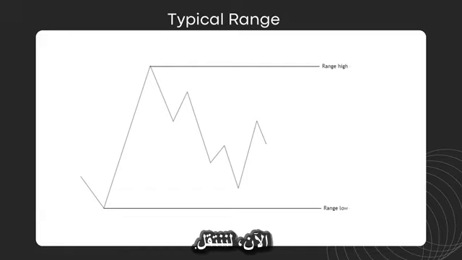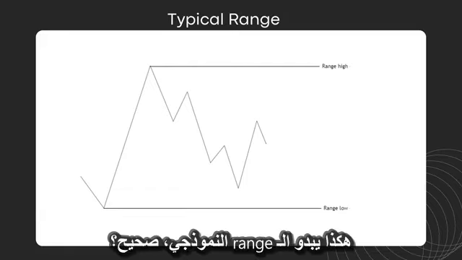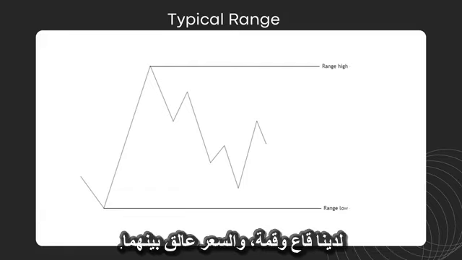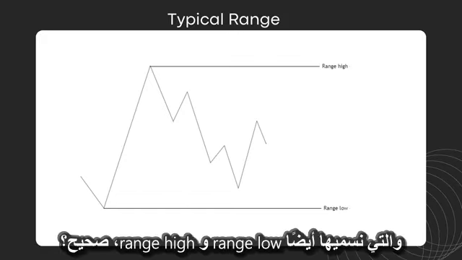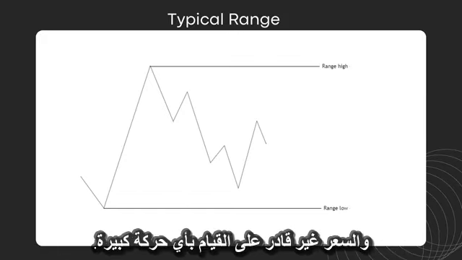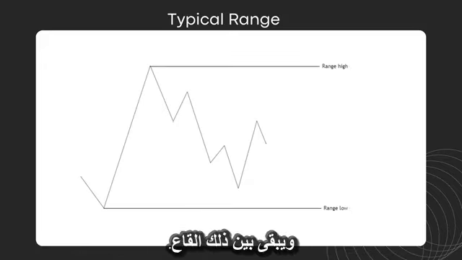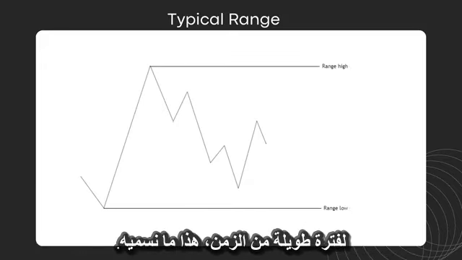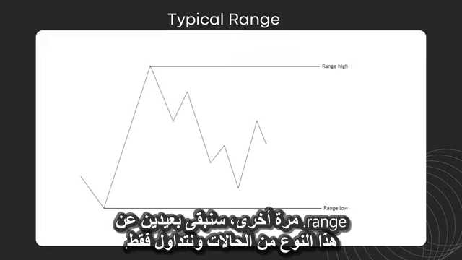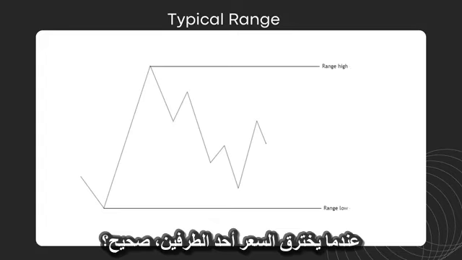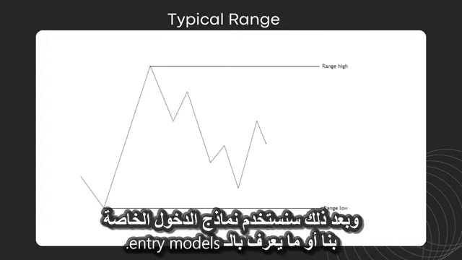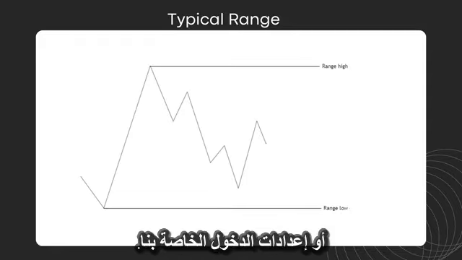Now moving on, this is how a typical range looks, right? We've got a low and a high, and price is stuck between that low and high, which we also call a range low and range high, right? And price isn't able to make any significant move, staying between that low and high over a prolonged period of time. This is what we call a range. Again, we would stay away from this type of condition and only trade it when price breaks out of either of the extremes, right? And then we will use our respective entry models or entry setups accordingly.